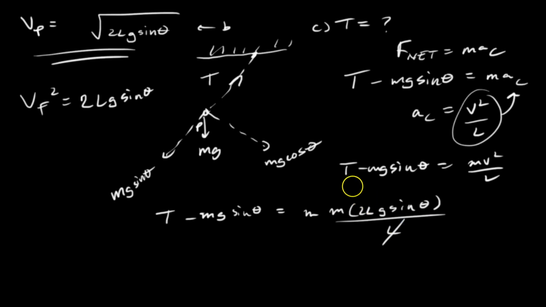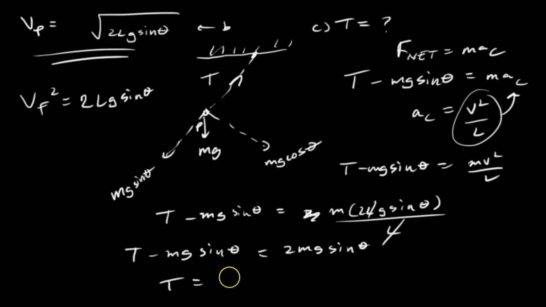We see that the L's cancel out. So tension minus mg sine of theta is equal to mg. Oh, there's a 2 here. Why did I cancel out the 2? The L's cancel out, not the 2's. Oh man, it's been a long time. Okay, so yeah, the L's cancel out, not the 2's. So T minus mg sine of theta is equal to 2mg sine theta. Look, we have common terms. So T is equal to, we add on both sides, 3mg sine of theta.